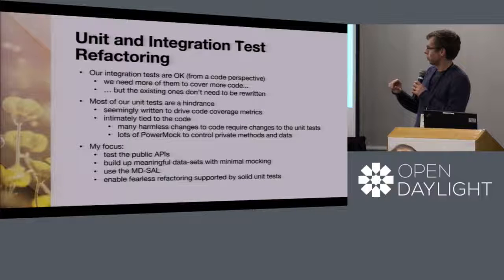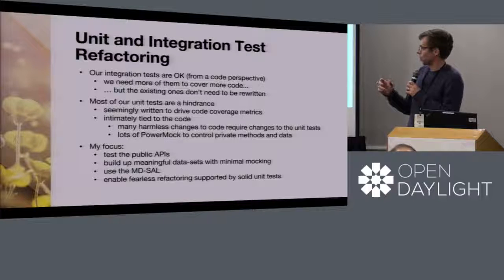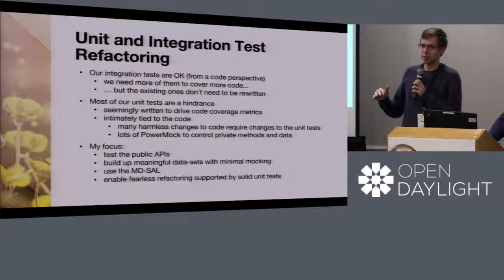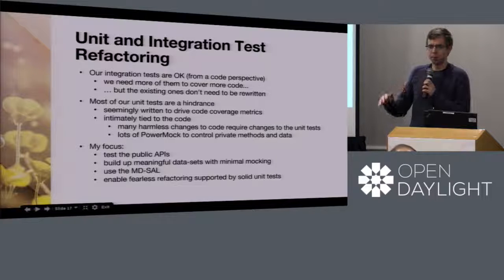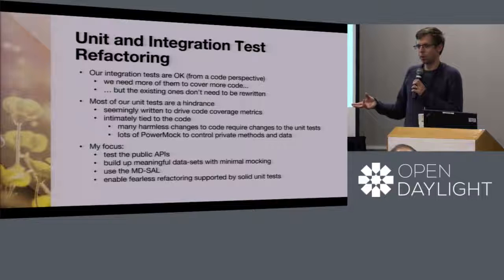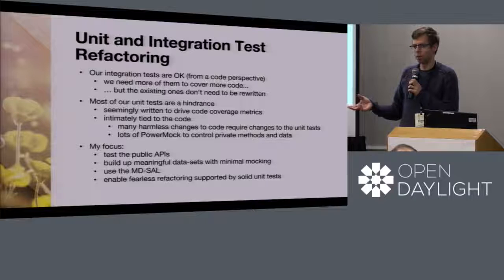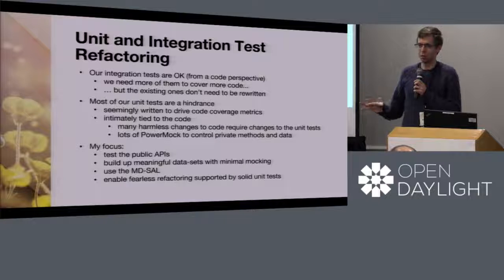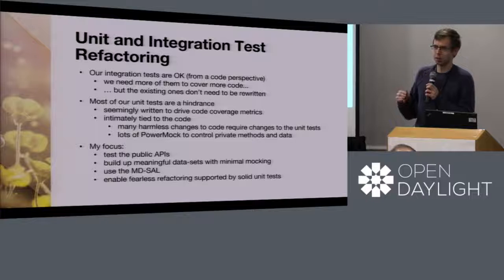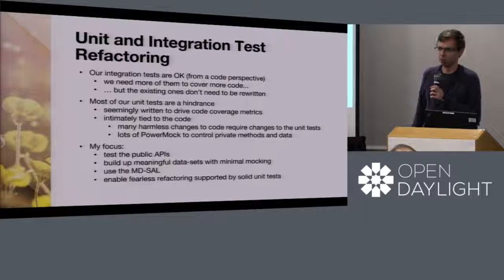And so what I want to do is make sure that we unit test the public APIs and not the private stuff. Take the time to build up meaningful data sets, because there are actually pretty nifty features in controller for doing MD-SAL-based tests. Enable fearless refactoring. Once we get solid unit tests, we can make sure that changes don't change what the public APIs are supposed to do.